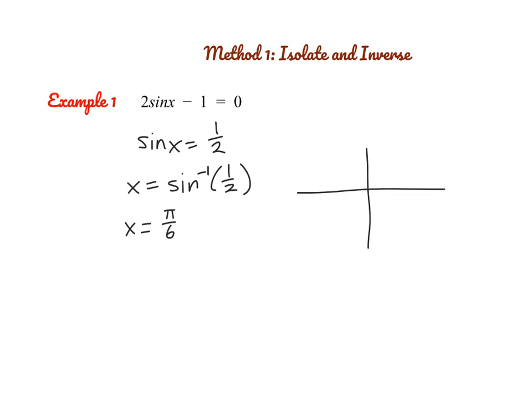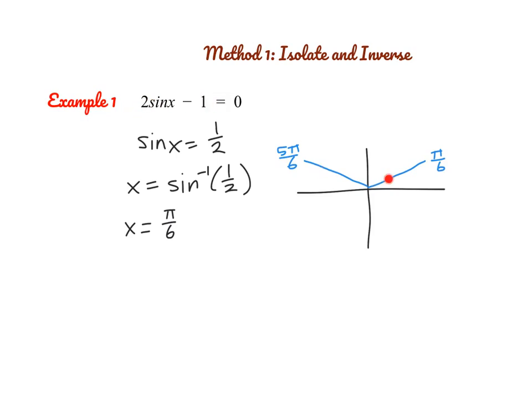So right now we have pi over 6. We know that sine is also equal to positive 1/2 in quadrant 2, because sine is positive in quadrant 2, and that occurs at 5 pi over 6. So while arc sine can't give you this answer, it is still an answer to the equation, so we have to find it on our own.